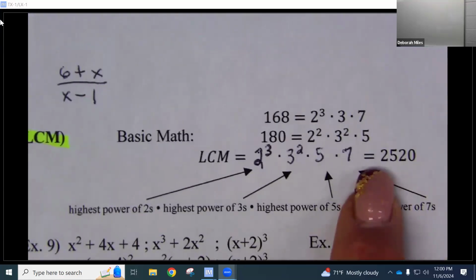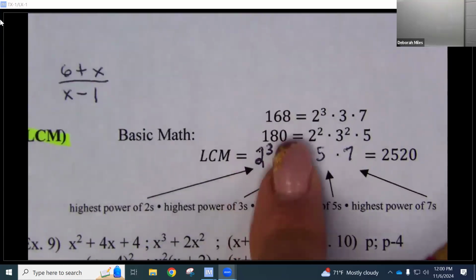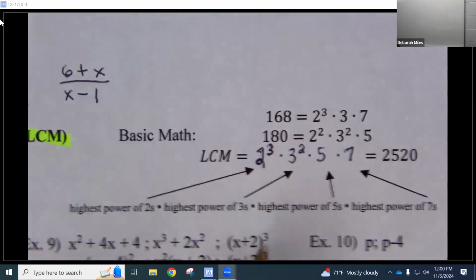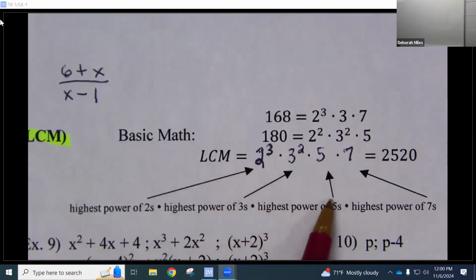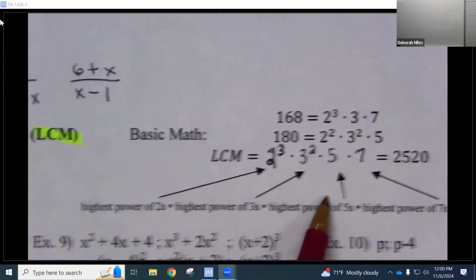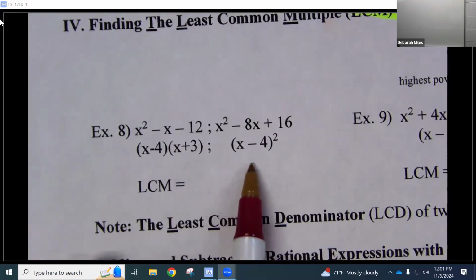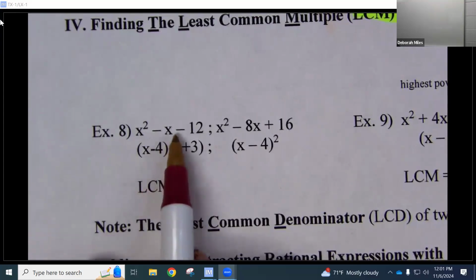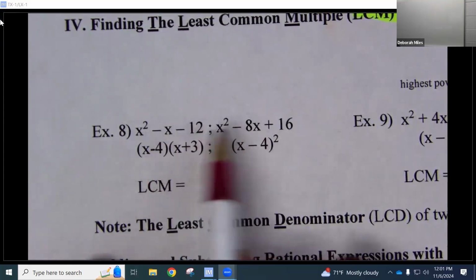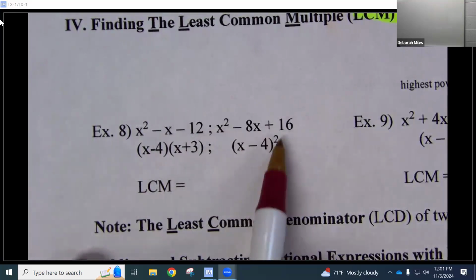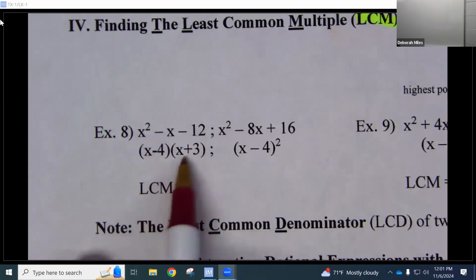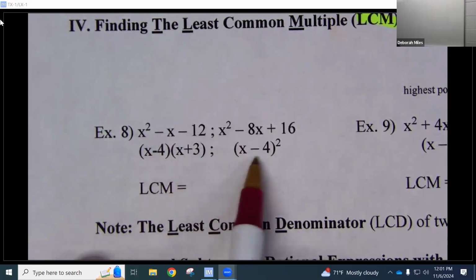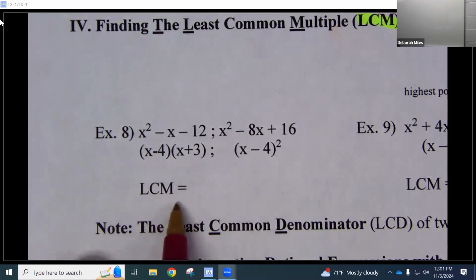Because the point that I was trying to make was not can you squint hard enough to figure this out in your head, but help you understand that LCM is the highest power of each factor. If that's what it is in basic math, then that's what it is in algebra. Example 8, if these were 2 different denominators of a fraction and I needed to add them, I would have to find the least common multiple. So I factored the first one, I factored the second one, and the LCM has to have the highest power of each factor.